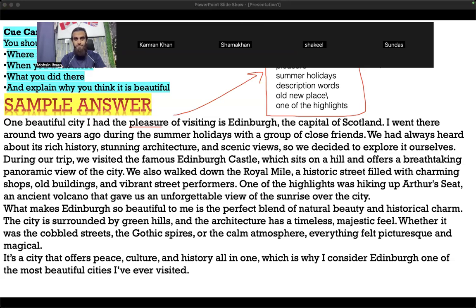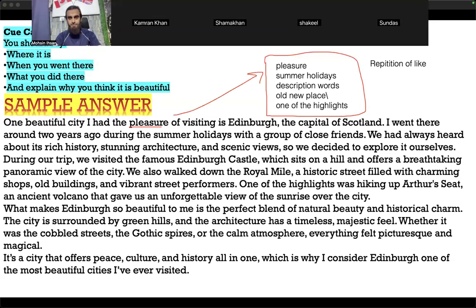During our trip, we visited Minar-e-Pakistan. It offers a breathtaking panoramic view of the city. We also visited the historical bazaar Anarkali, which is filled with charming shops, old buildings, and vibrant street performers. One of the highlights was the hospitality of the people.